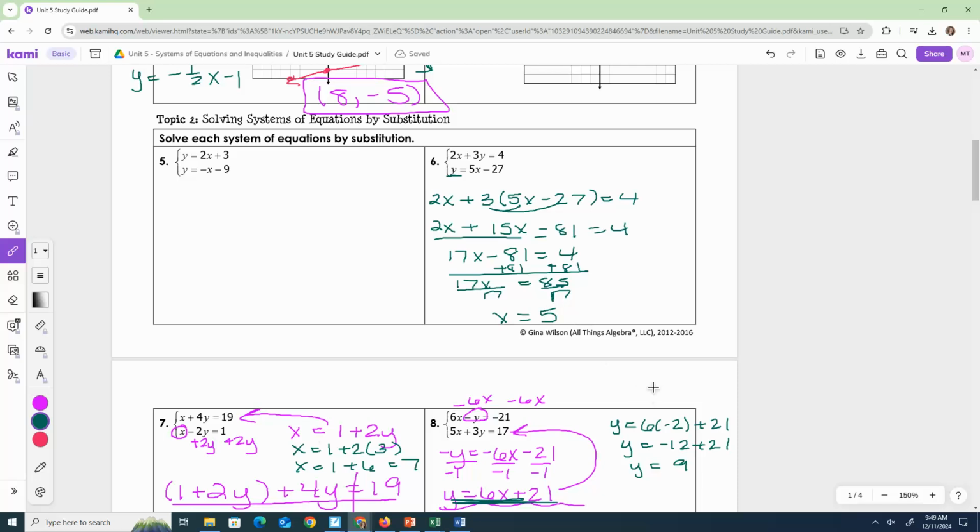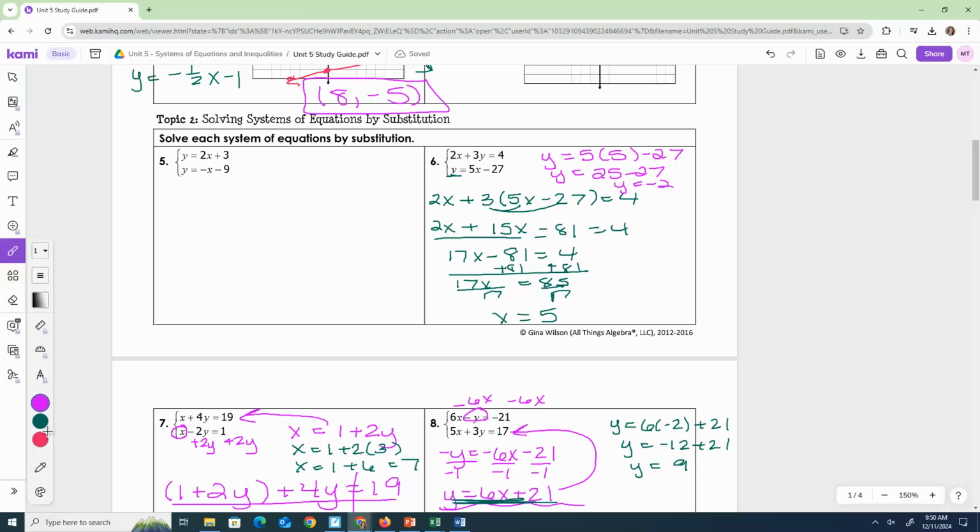So now I have x. How do we get y? Go back to the beginning. We said y was 5 times x, but x is 5, minus 27. So 25 minus 27. So y is negative 2.